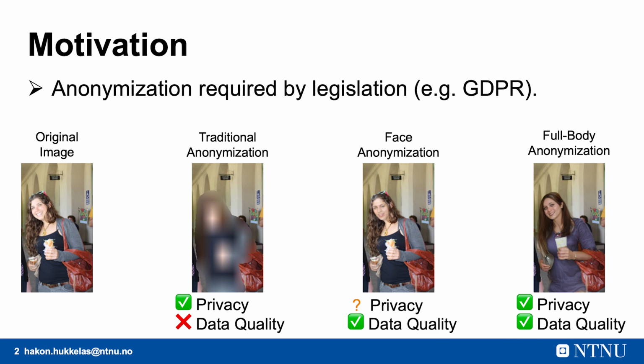Traditional image anonymization degrades the quality of the data, often making it unusable for computer vision development. Instead, realistic image anonymization can retain the image quality while preserving privacy. Previous work has focused on face anonymization, however, this often leaves the full body recognizable through other means than the face. In this paper, we focus on the full-body anonymization task.